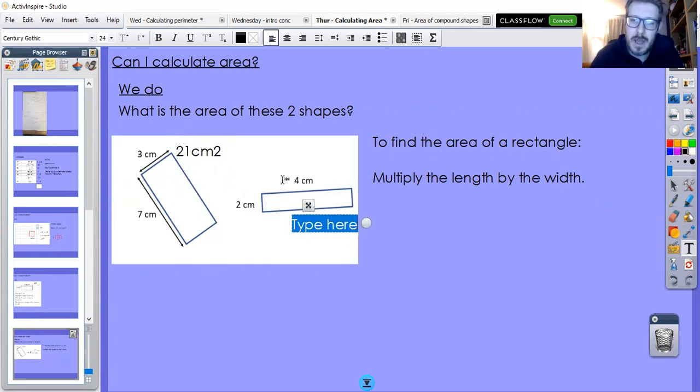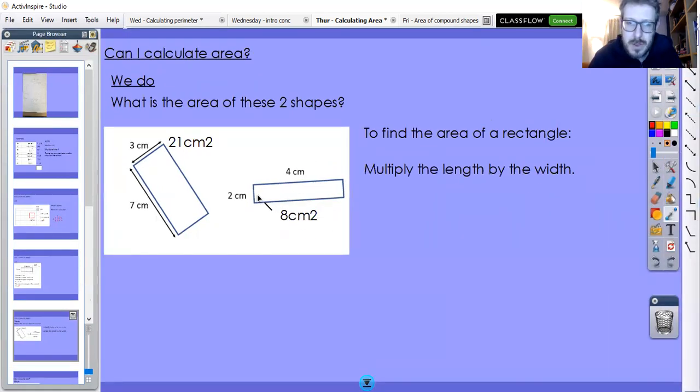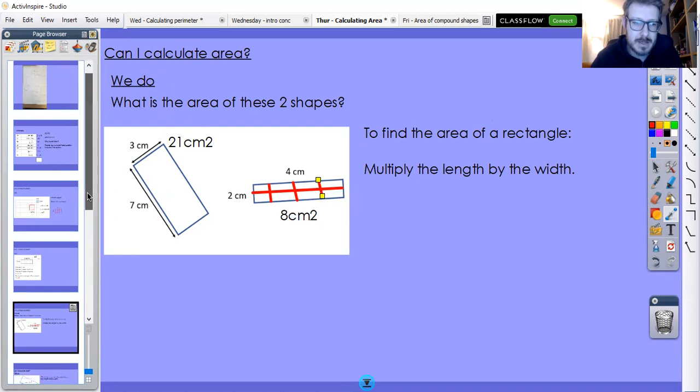And then this one, again, we can just multiply the 4 by the 2, to get 8 centimeters squared again. So you could imagine basically that there are those squares in the middle. So we know that there's 2 rows and 4 columns within it. So these are our squares that are equal throughout the whole shape. So we've got 2 by 4, which means in total we've got 8 centimeters squared as the area.